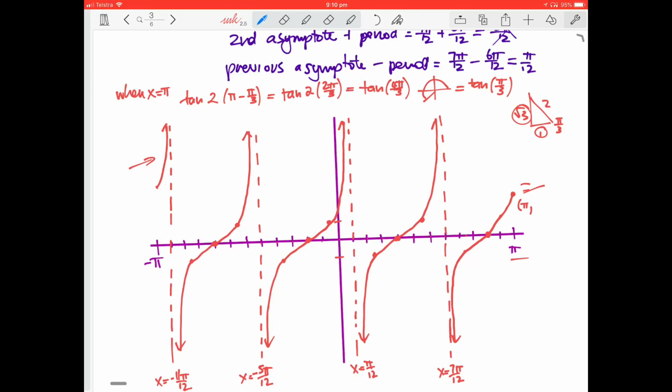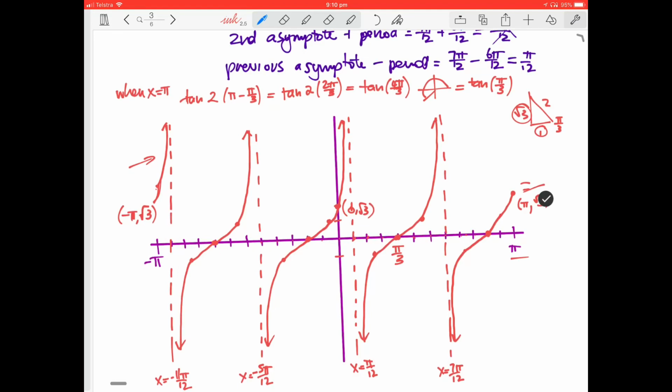So pi root 3. This value here is going to be 0, root 3. And this value here is going to be negative pi, positive root 3. We also know our x-intercepts: 1, 2, 3, 4 pi on 12, which is pi on 3. 5, 6, 7, 8, 9, 10 pi on 12, which is 5 pi on 6.